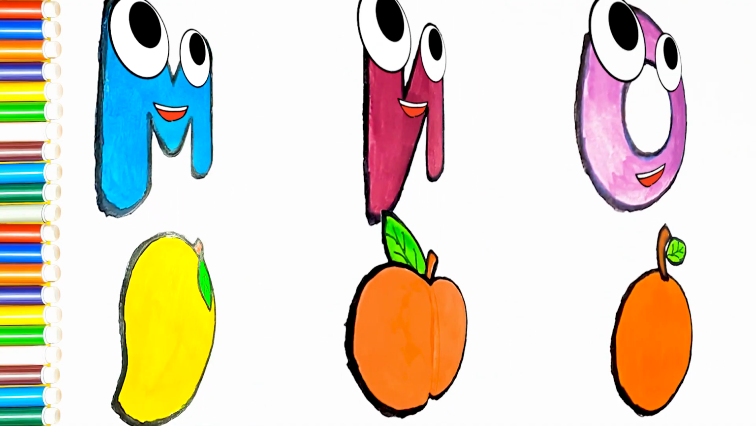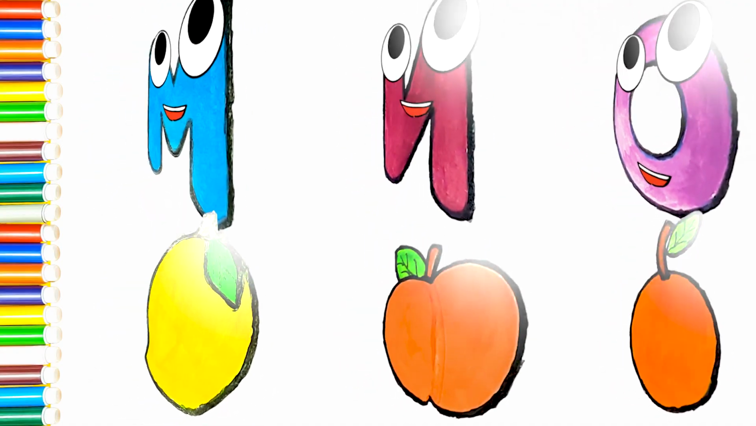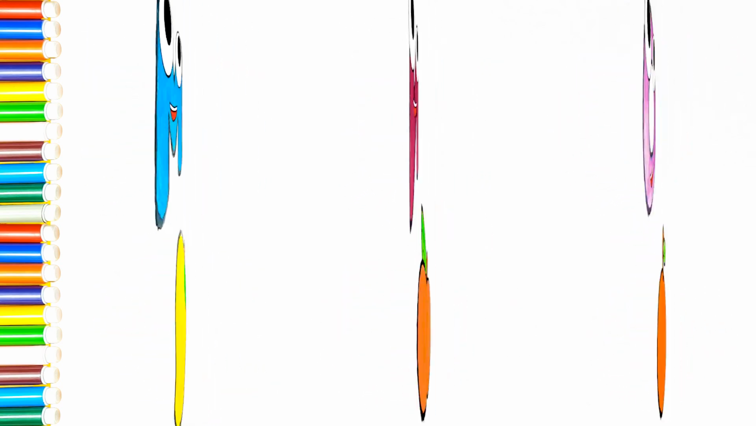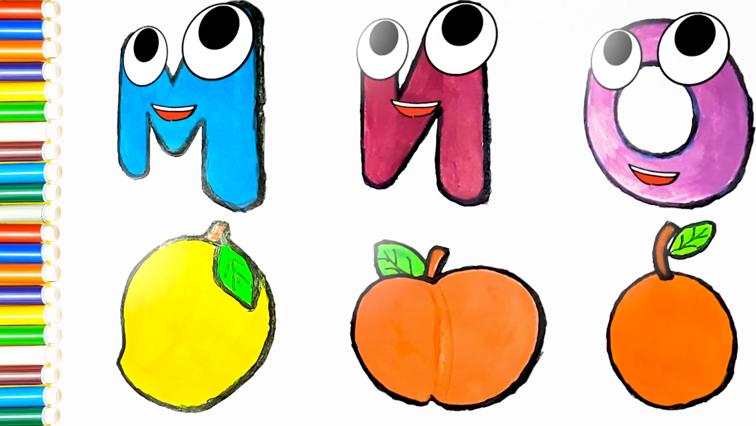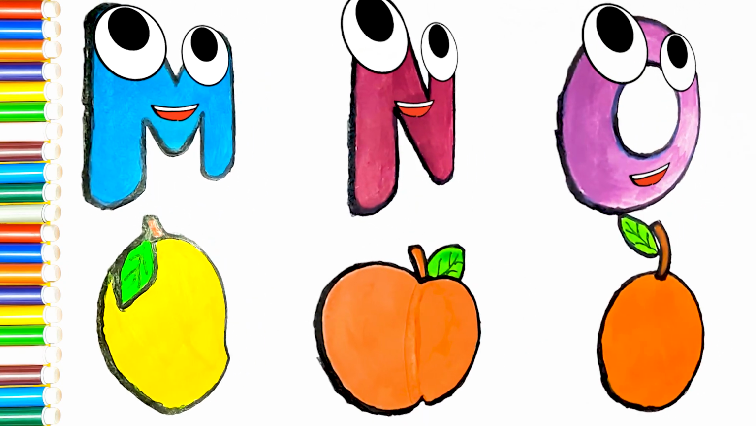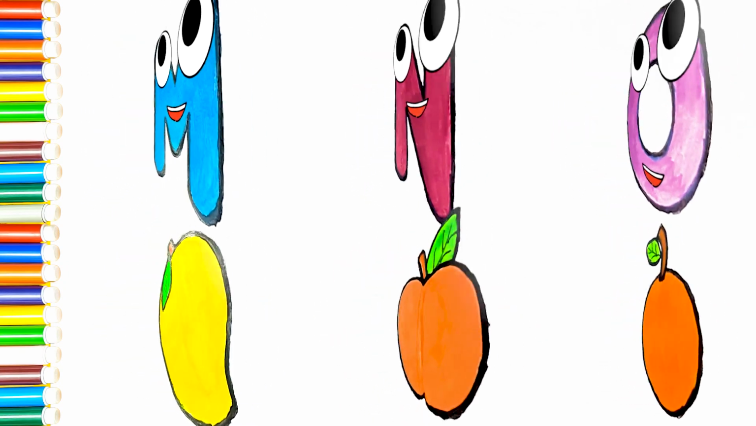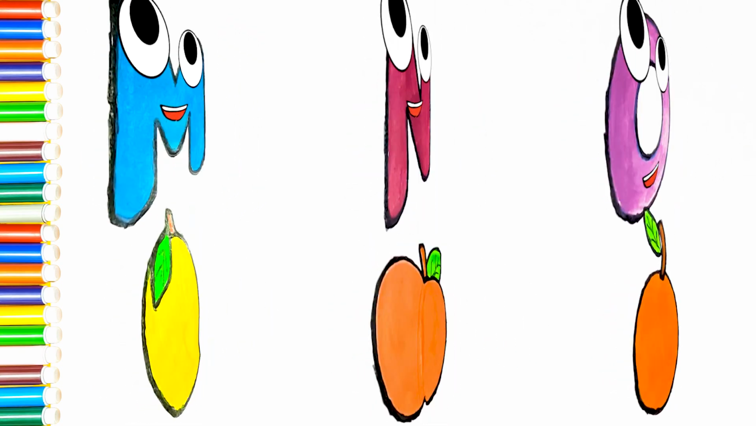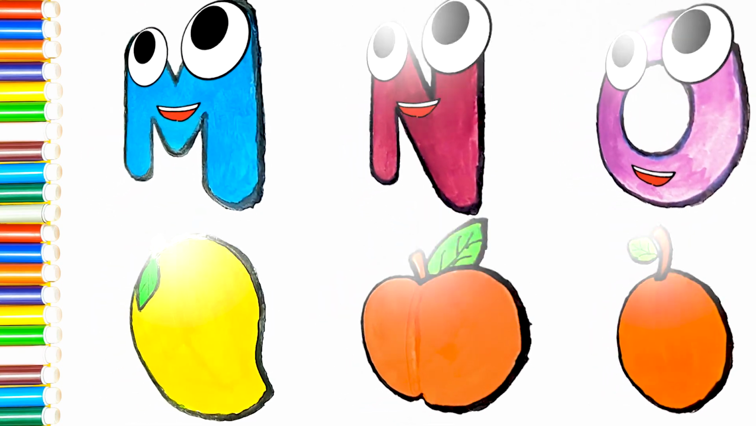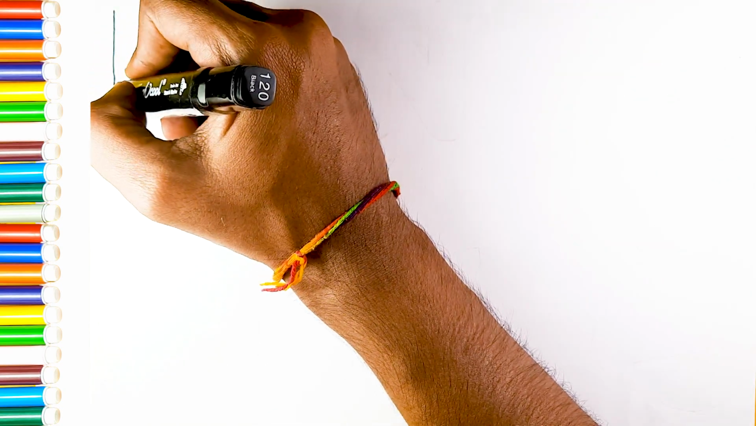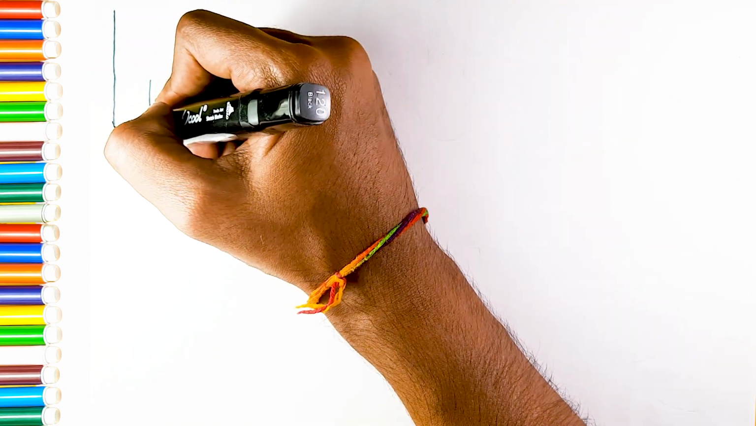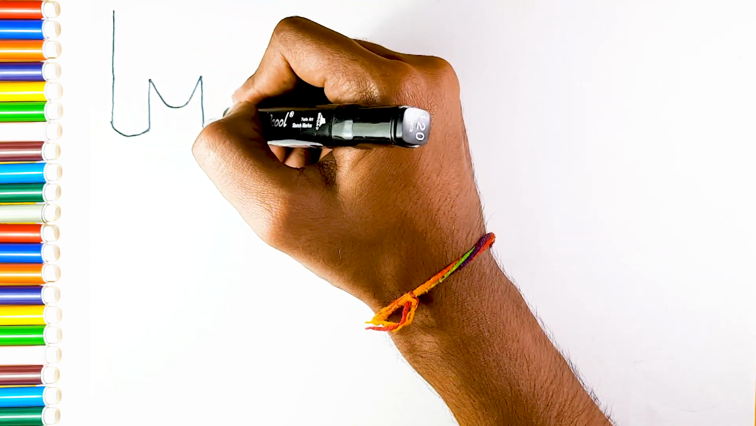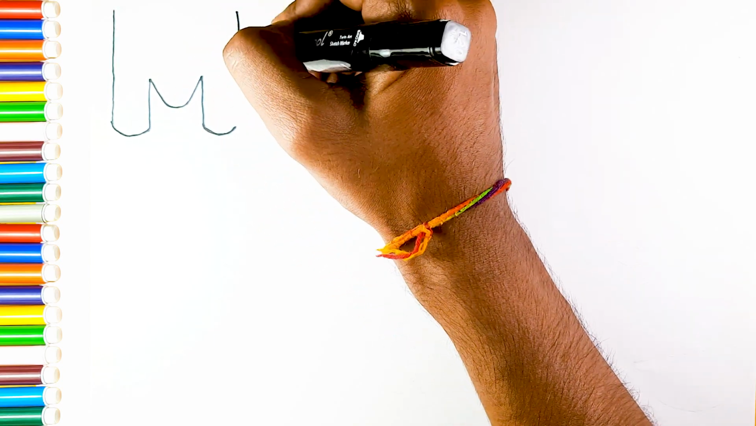Hello, little fruit explorers. Get ready for a fruity adventure through the alphabet. Today, we're diving into the letters M, N, and O with some delicious fruits. Let's start the fun. First up is the letter M. M is for mango.